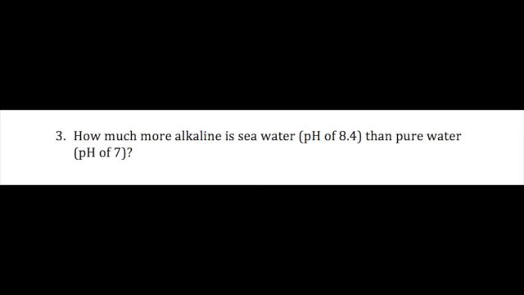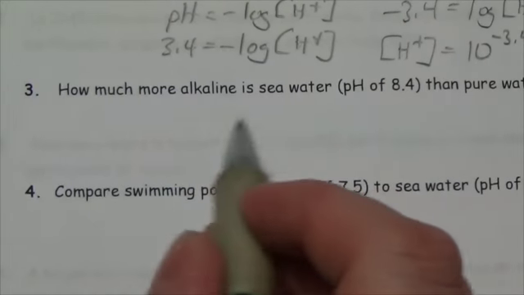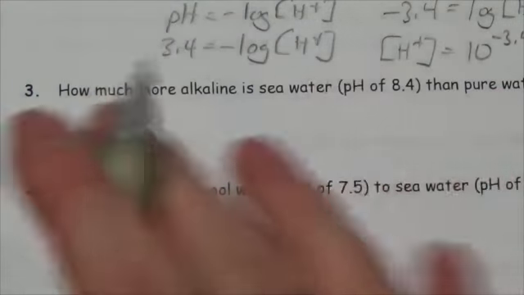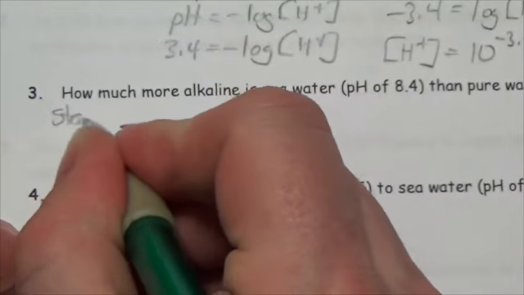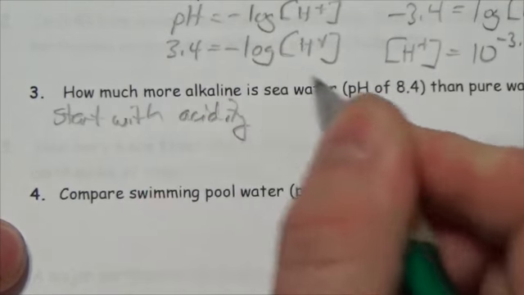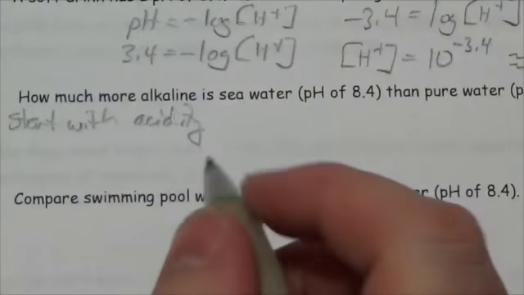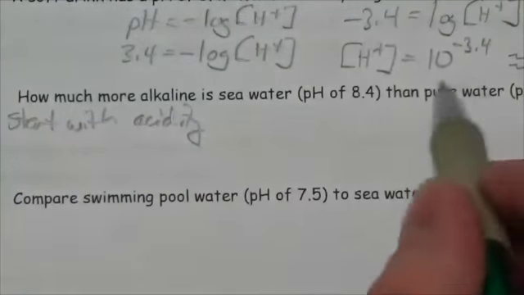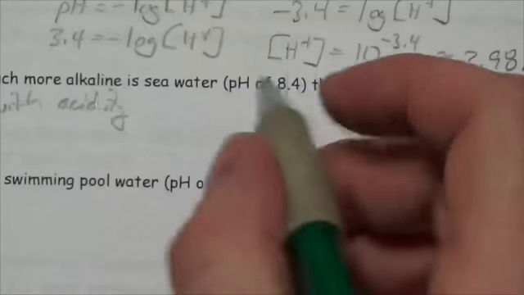How much more alkaline is seawater with a pH of 8.4 than pure water with a pH of 7? Okay, so now here's a question where we're being asked to compare alkalinity. Now, what I'm going to do here, though, is compare acidity first. We're going to use that little formula that we developed before. So I'm still going to compare seawater to pure water.